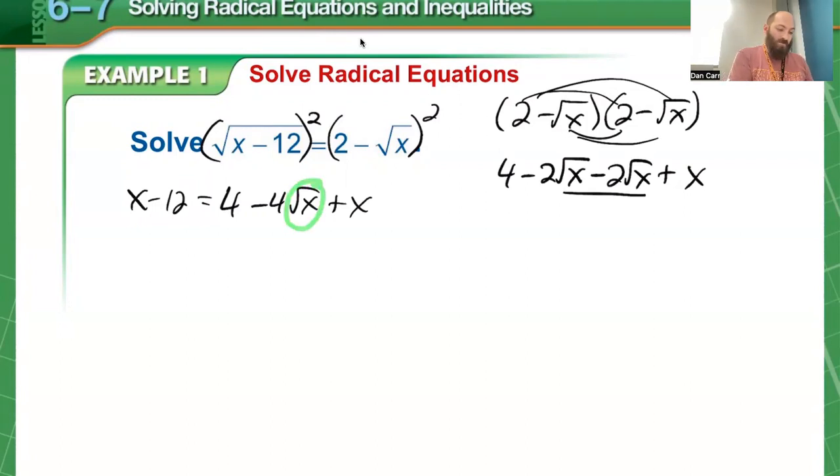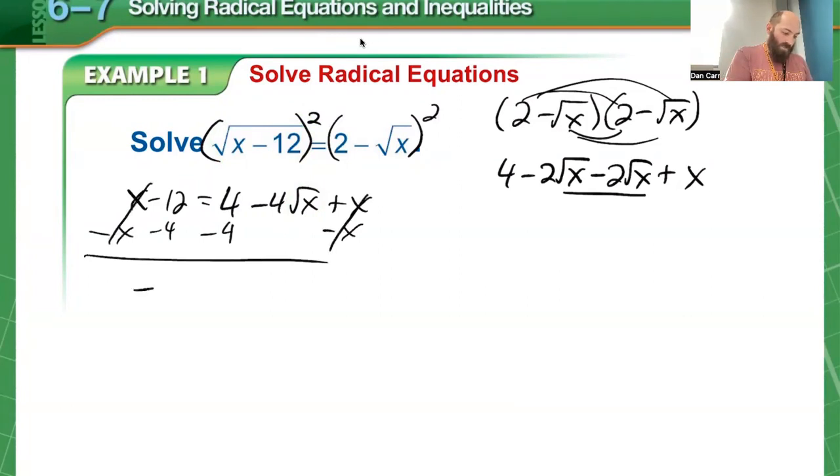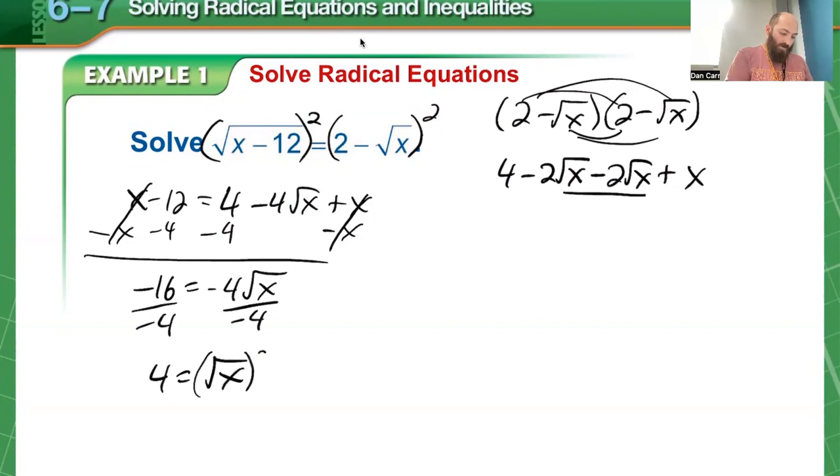As long as I have this binomial one isolated first, I'm going to square both sides. And now the goal is to isolate this one. So I'm going to do that by subtracting 4 from both sides, and I can subtract x from both sides. Well, that worked out nicely because the x's will just cancel out. Negative 12 minus 4 is negative 16, and that equals negative 4 times the square root of x. So now I can divide by negative 4. So I get a positive 4 equals square root of x. And then just like before, we square both sides. So 16 comes out to x.